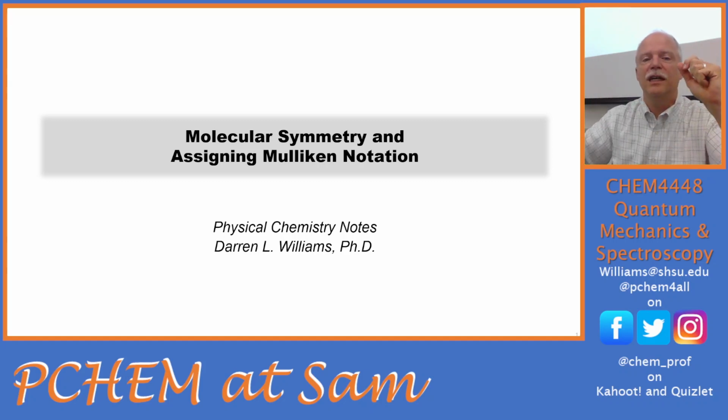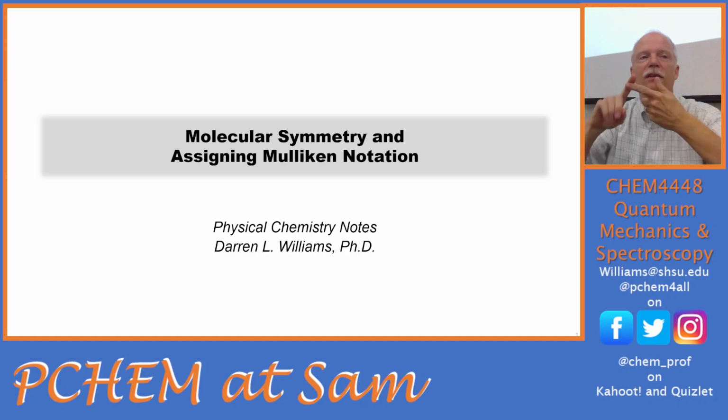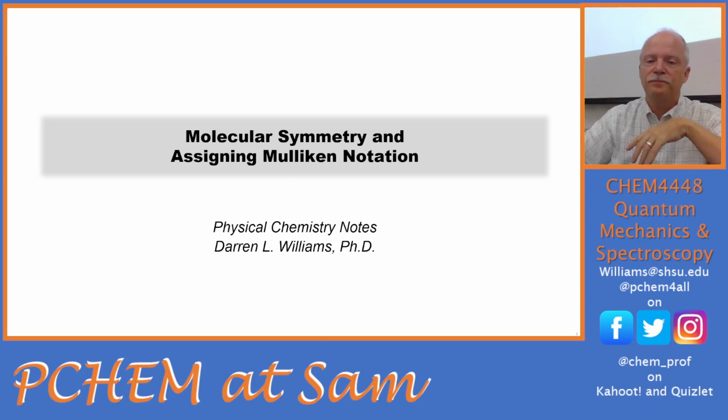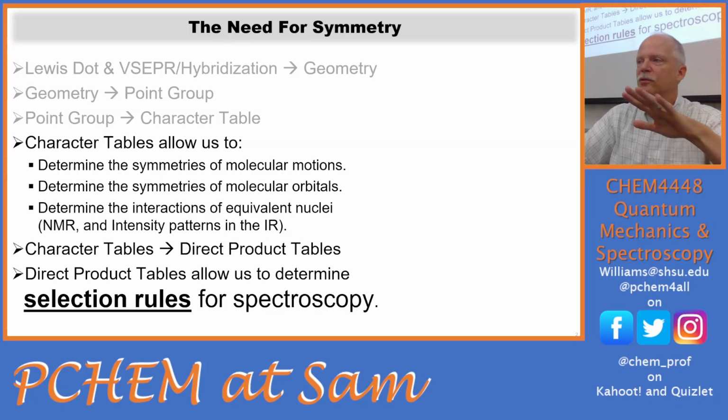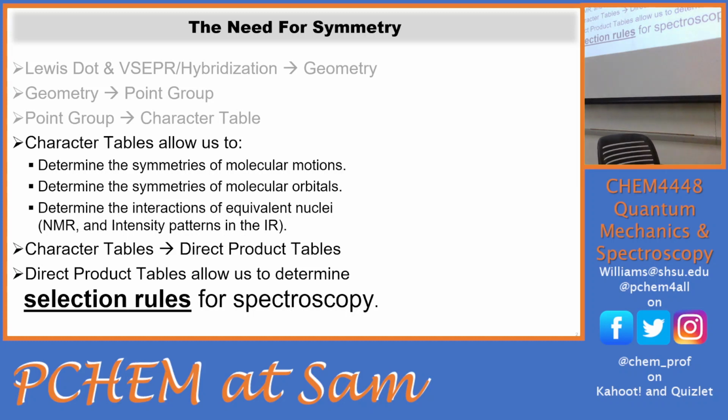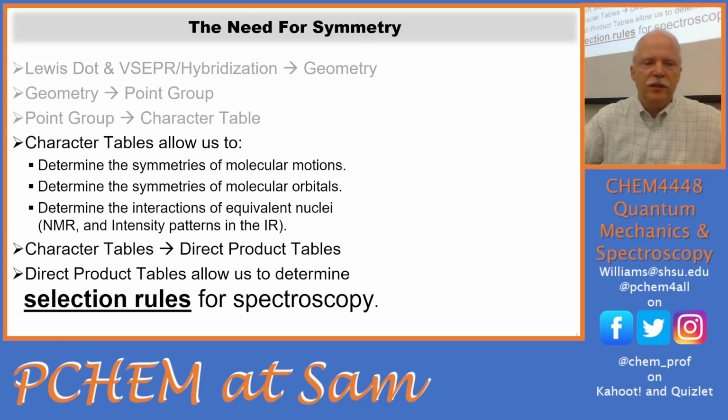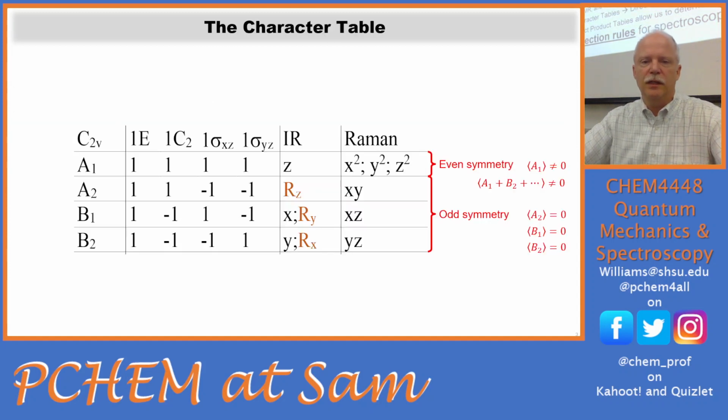So that's what we're doing today: we're looking at the wave functions and assigning Mulliken symmetry notations to them. And we're going to have a couple of examples. We'll do water and ammonia. So once again, character tables allow us to look at the symmetries of these molecular motions. So that's what we're going to be doing today.